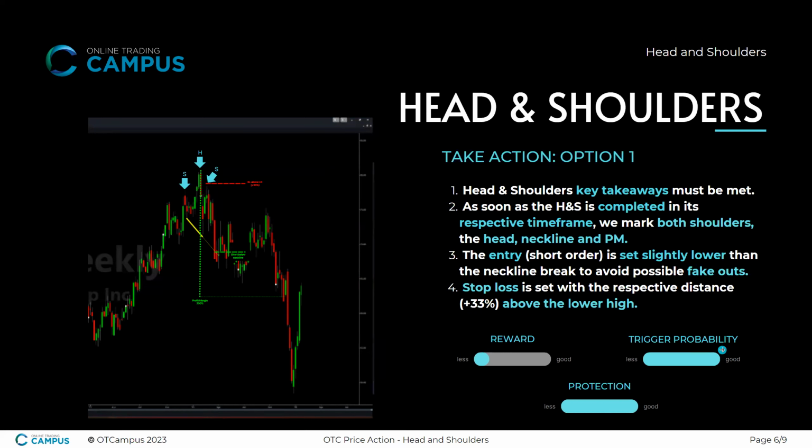Trigger probability is, of course, one of the best because at the neckline we are waiting for the confirmation. We break the neckline, then we are filled. And protection is also nice, or the best. Why? Because the head and shoulders is a bullish to bearish trend reversal. That means we expect that we will not violate any lower highs. High, low, lower high, lower low, lower high, lower low, right? We will not break the lower highs. We want to violate the lower lows in a downtrend. That is option number 1.